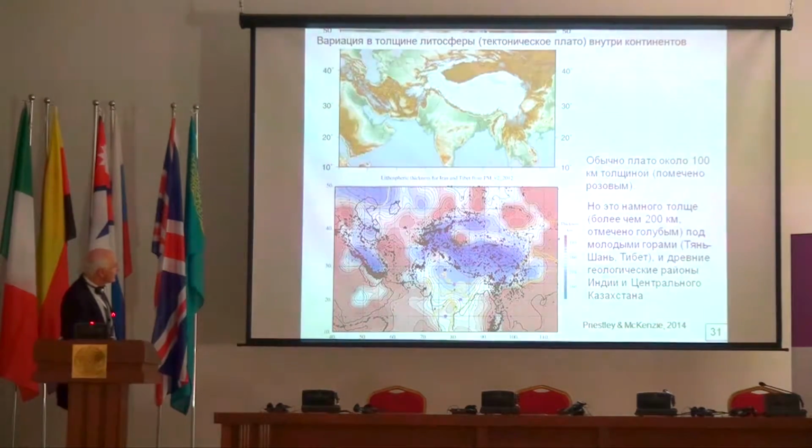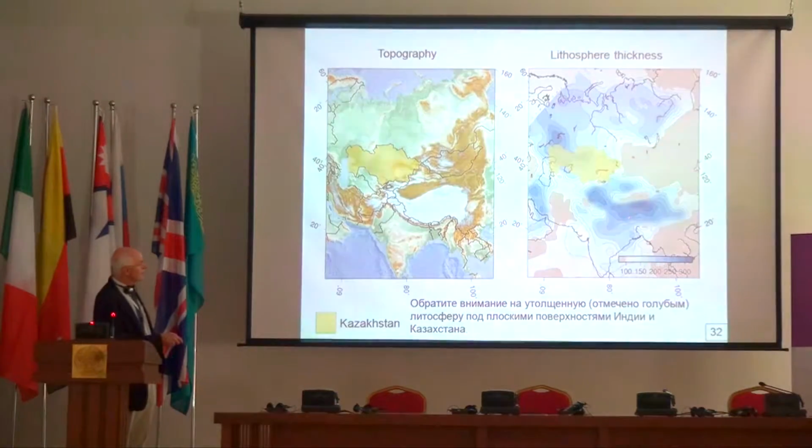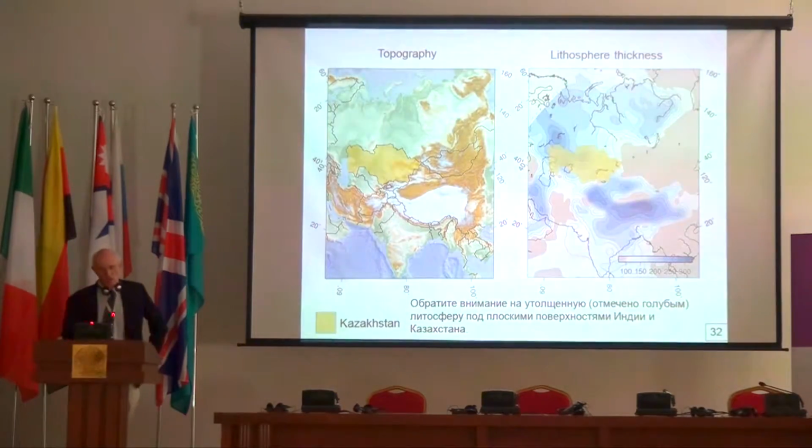It is also thicker under the old rocks of India here. This is the peninsula of India, where it is thicker, and also here in central Kazakhstan. So let's have a look at that. This is again showing the variation in the thickness of the lithosphere. The blue colors show plate which is more thick than normal. In yellow we have Kazakhstan. Kazakhstan and India are on the blue colors where the lithosphere is thicker.